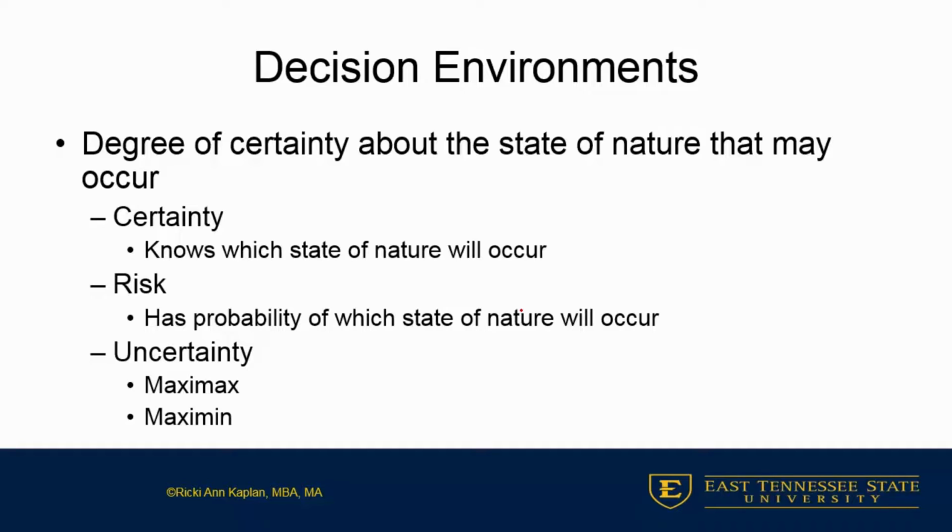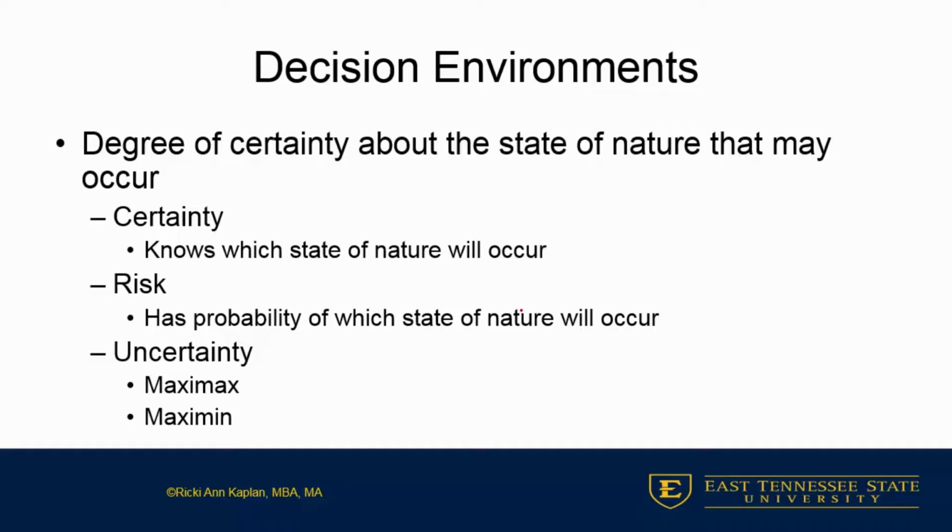With risk, we have a probability. It's a 50-50 shot that this will happen or this will happen. It's 33% chance that this will happen, 33% chance that this will happen, 33% chance that this will happen. That's dealing with risk. Uncertainty, we have no clue. We don't know what those statistical values are. We don't know what the likelihood is that something is going to happen.